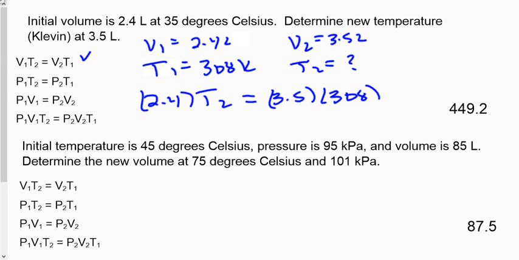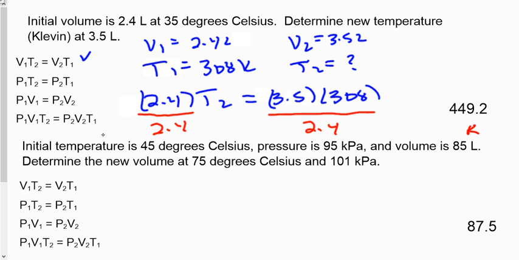All right, now mathematically, what am I going to do? I need to get T2 by itself, so I divide by 2.4 on both sides. So 3.5 times 308 divided by 2.4. And that'll give me the answer of 449.2. And that's what you'll record in the simulation. And the answer for this is actually in Kelvin already. So you don't need to convert this one to Kelvin. It comes out as Kelvin already because we used the equation already. All right, let's move on to the next question.